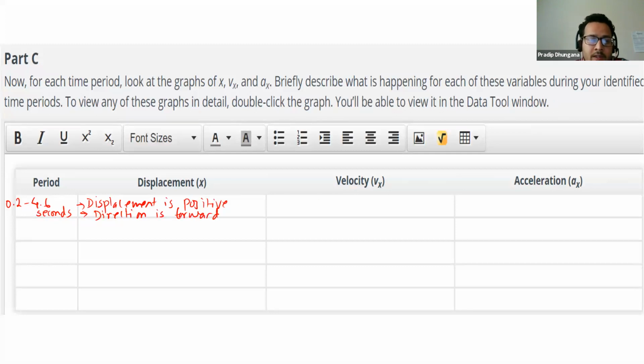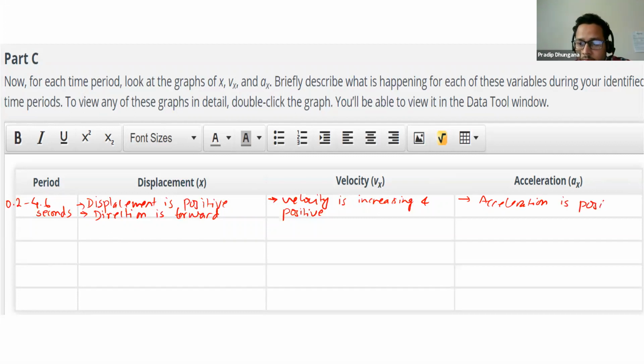Velocity and displacement. If displacement is increasing, you can go back and check. You can write displacement is increasing. Velocity is increasing and positive, and acceleration is positive. Now that is for 0.2 to 4.6 seconds.